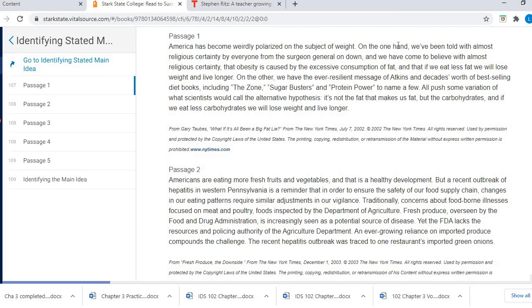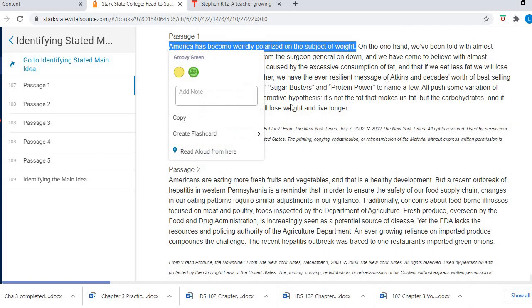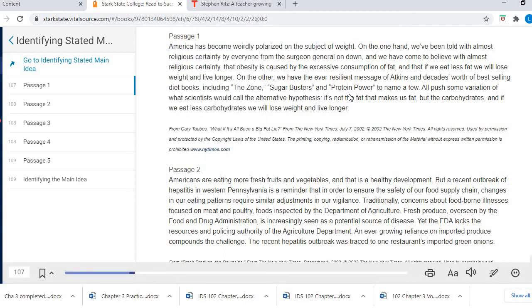They mention it a couple times, and they kind of mention that there's 2 viewpoints. There are some saying, okay, we have to talk about our fat, we're going to lose weight, we're going to live longer, and then this is like the carbohydrates. So we know that there's 2 kind of opposing views. So for me, this very first sentence, America has become wildly polarized on the subject of weight, could be a good main idea.